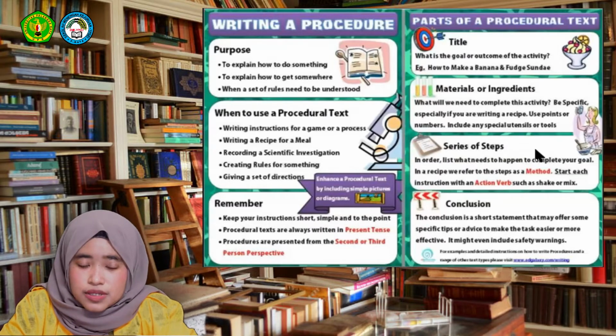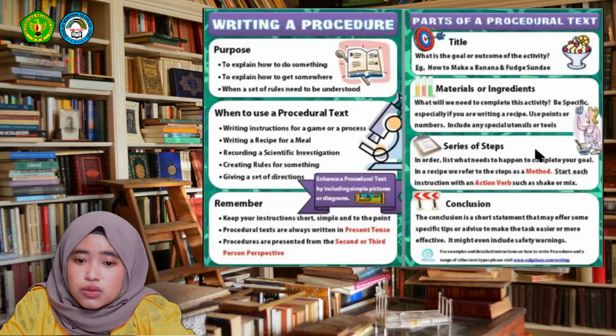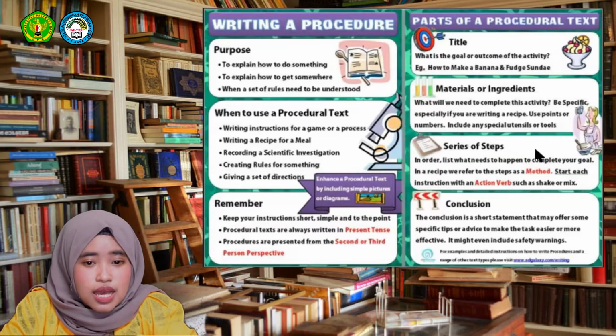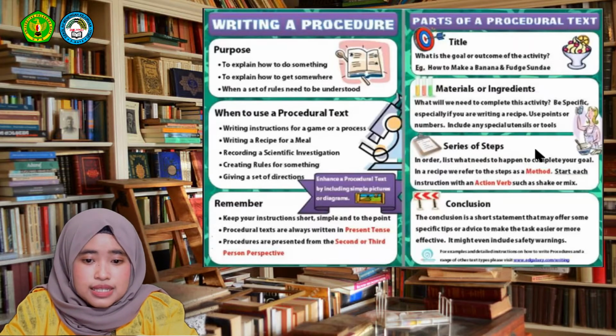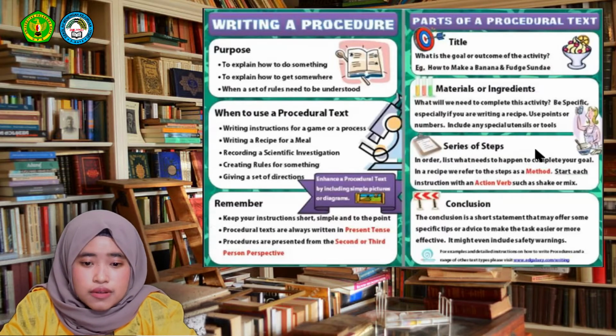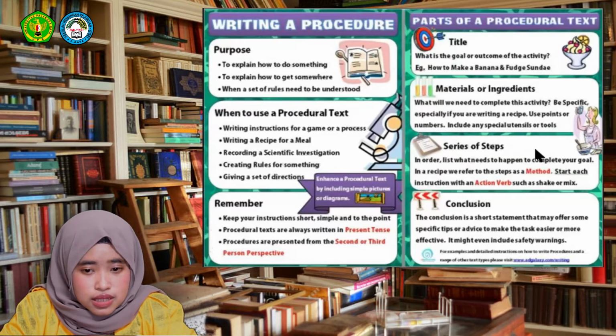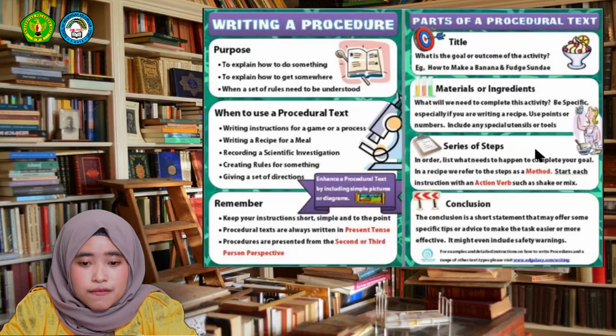Series of steps. In order, list what needs to happen to complete your goal. In a recipe, we refer to the steps as a method. Start each instruction with an action verb such as shake or mix. And the conclusion is a short statement that might offer some specific tips or advice to make the task easier or more effective. It might even include safety warnings.